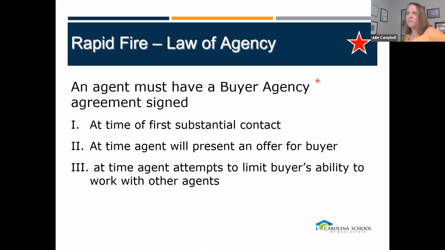Okay, I think for the most part, we're looking pretty good here. So an agent must have a buyer agency agreement signed when? At the time I'm ready to present an offer on behalf of the buyer, or if I attempt to make the relationship exclusive, if I attempt to limit the buyer's ability to work with other agents. I cannot demand exclusivity on an oral buyer agency agreement.